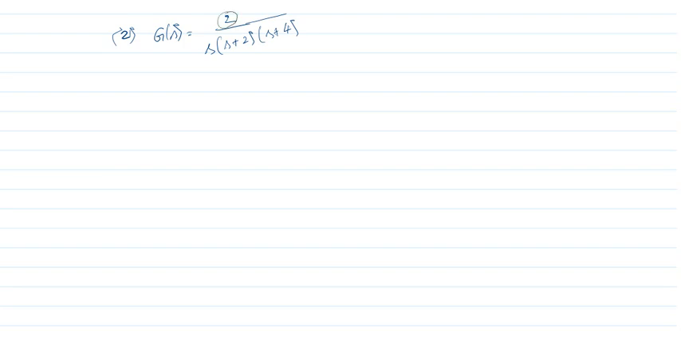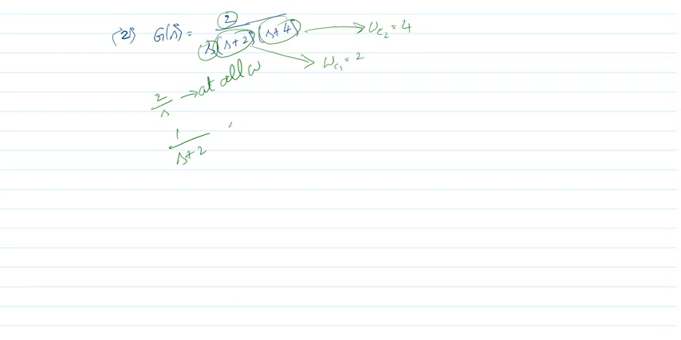We have a constant, we have 1 by s, we have 1 by s plus 2, we have 1 by s plus 4. We have 4 factors, right? And what are the factors that will work at all frequencies? 2 by s at all omega. Okay. And what are the corner frequencies? The corner frequency of s plus 2 is omega c1 equal to 2. For this, omega c2 is equal to 4.